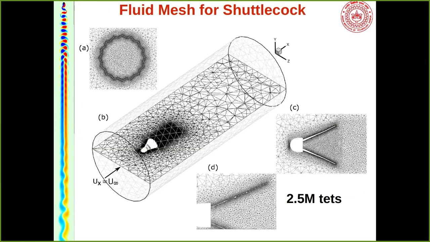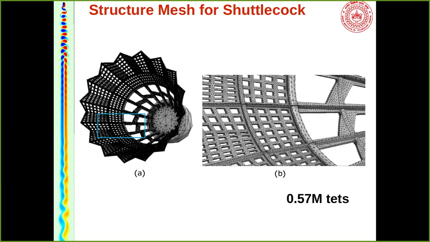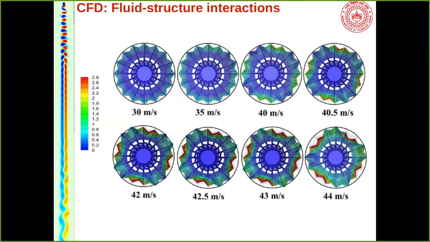So how are these calculations done? You make a fluid mesh, as shown here, and then you make a structure mesh. So we have a structural solver and a fluid solver, and we couple them through scripts. I'm seeing the shuttlecock from the top, from the inside. It's as if the shuttlecock is facing me, and the cork is towards you. So this is the skirt.